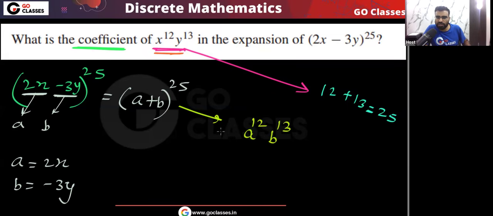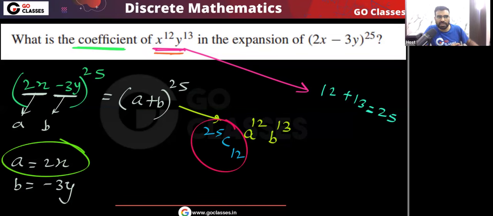So what will be the coefficient of this? That is very simple. We want 12 a's and 13 b's. So from 25, you choose which 12 will give you a, and the remaining will give you b. So this will be the coefficient of a power 12, b power 13.